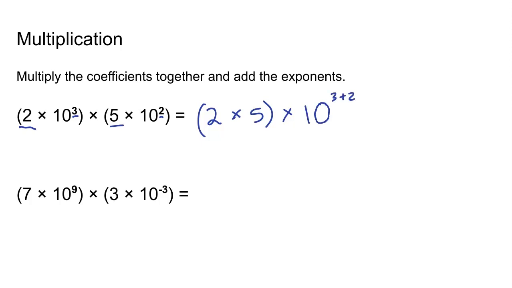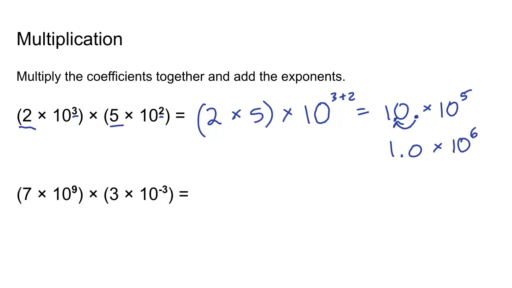And when you're multiplying numbers, the exponents do not have to be the same. They can be different. So that gives you 2 times 5 is 10 times 10 to the 3 plus 2 is 5. That gives you 10 times 10 to the 5th. But 10 is not less than 10, so you need to move the decimal over one place to the left. So that becomes 1.0 times 10 to the 6th power.